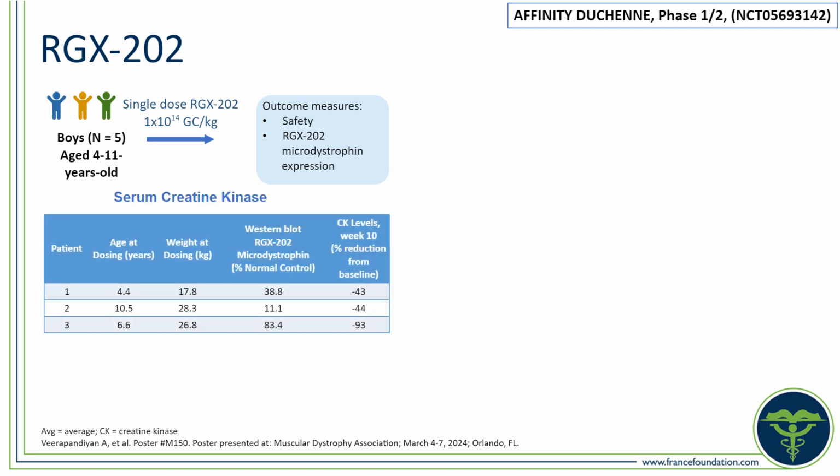We can see that based on the chart here, the first 3 patients, age at dosing, weight at dosing, and the Western blot results showing the microdystrophin percentage. These range between 11% and 83% of microdystrophin production after receiving this treatment. In addition, we can see that there were some significant decreases in CK levels, which are an indicator of muscle turnover.